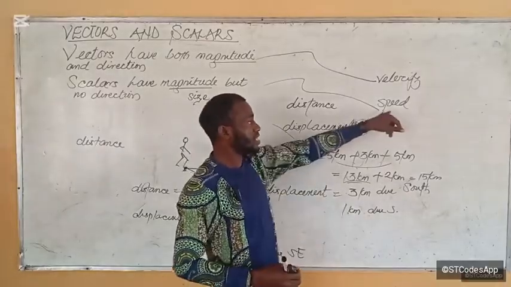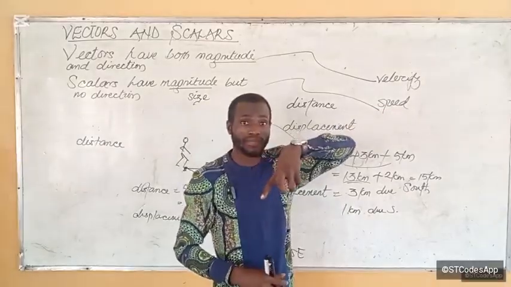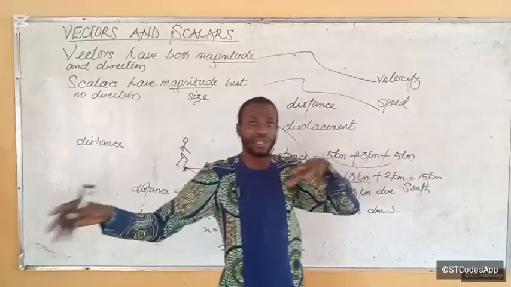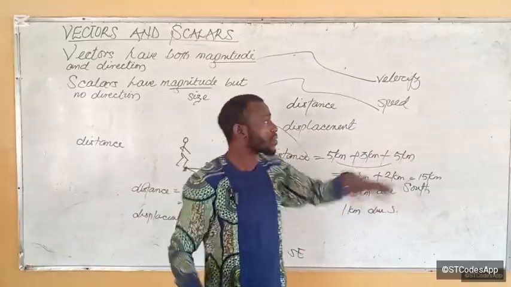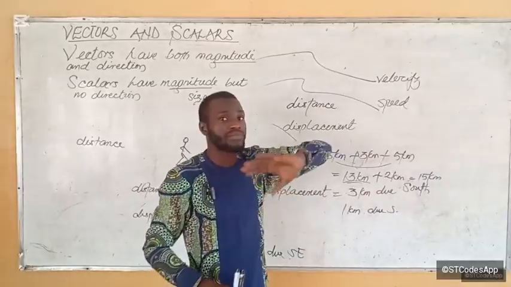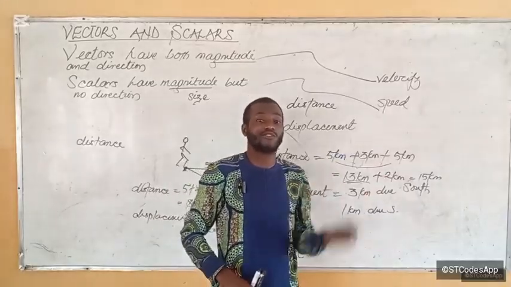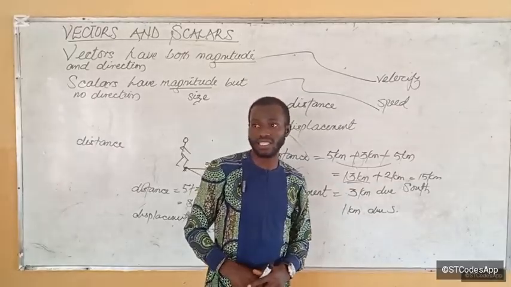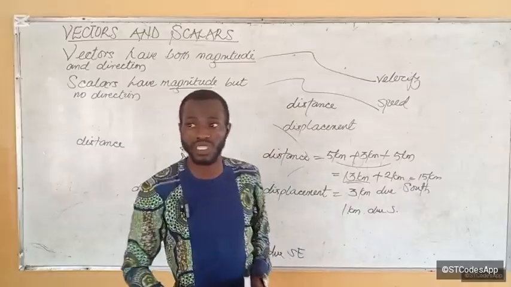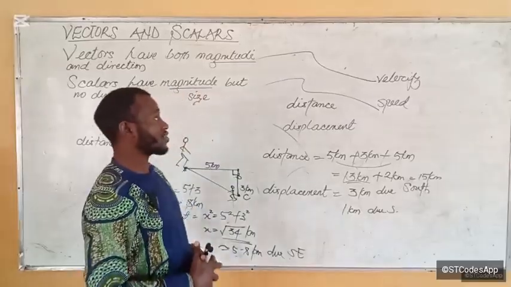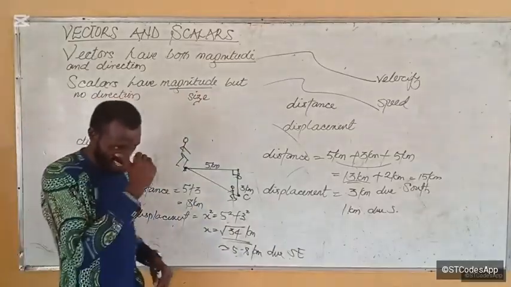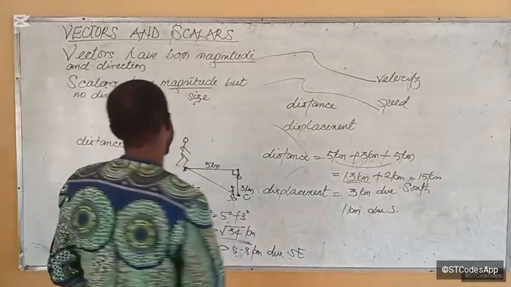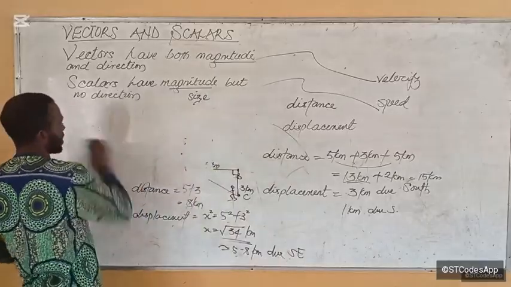That is what speed is. There is no reference to a particular direction. But with velocity, there is reference to direction that is known by the person that is speaking. Is that clear? So that is the difference between speed and velocity in terms of explaining vectors and scalars. Speed has no reference to direction, while velocity has reference to direction.